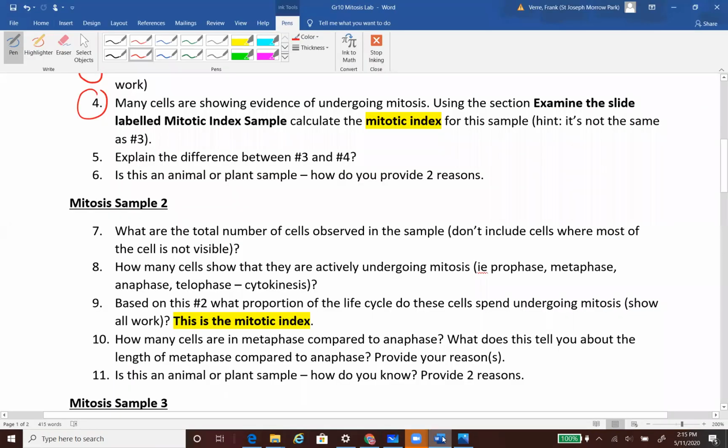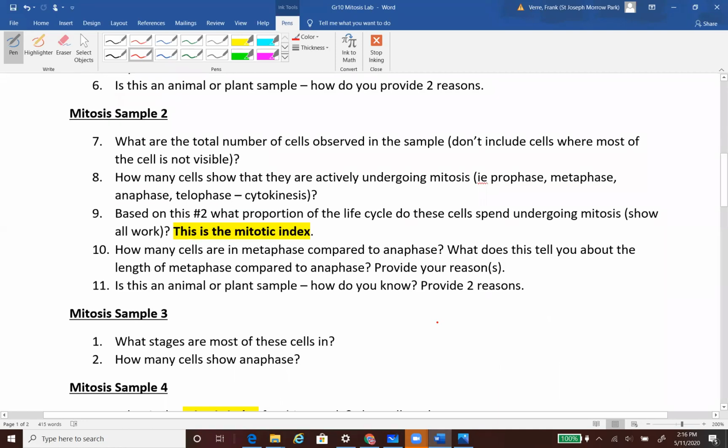It says, what are the total number of cells observed in the sample? So it can't be the same answer as the one before. How many cells are actively undergoing mitosis? That's the same. Calculate the mitotic index. That's the same. So there are similar questions, but some of the questions are different. So don't assume that they're always the same question. Make sure that you read the questions. For example, if I look at mitosis sample 3, I can clearly see that the questions are different than for 1 and 2. Okay.